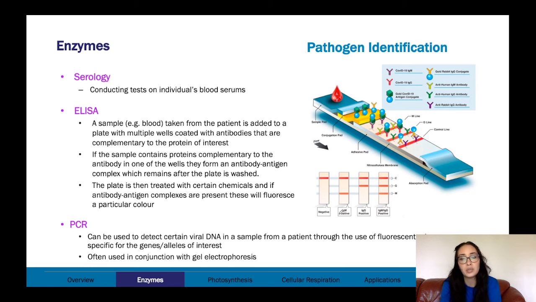And then PCR is polymerase chain reaction. We know that our COVID tests are often PCR tests. It took me a while to understand this, but with a PCR test, PCR is an amplification method. How does that help us figure out if we've got an antigen present? Remember that with PCR, you've got your DNA and you've got primers.